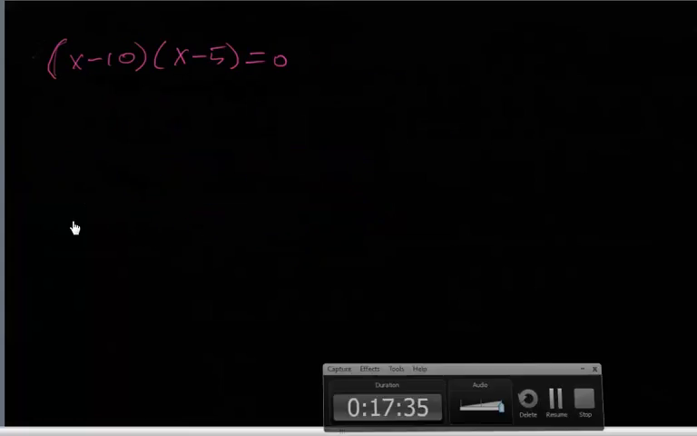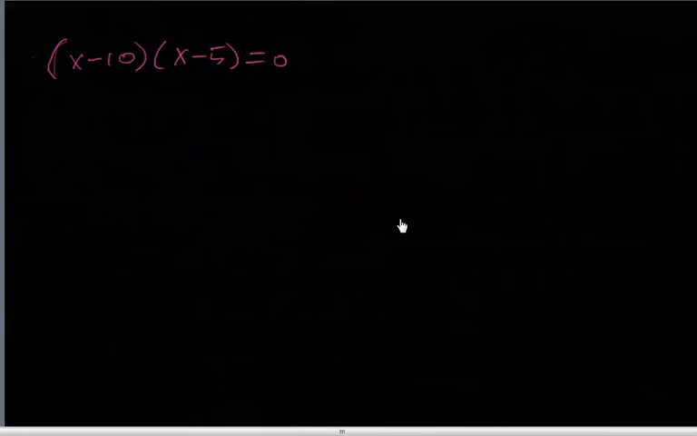And now we're going to solve some equations. Now, what we want to notice about this is that this is important. If you have a product of two things, here we have a factor and another factor.